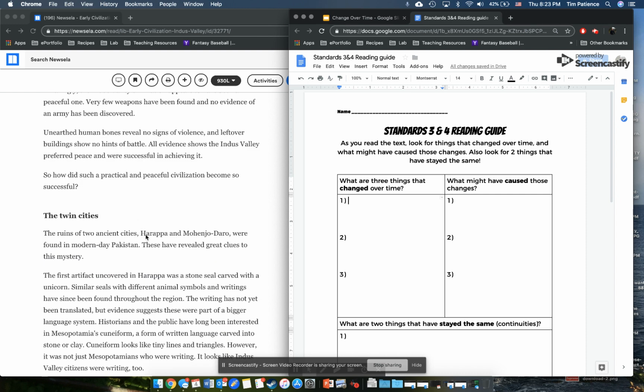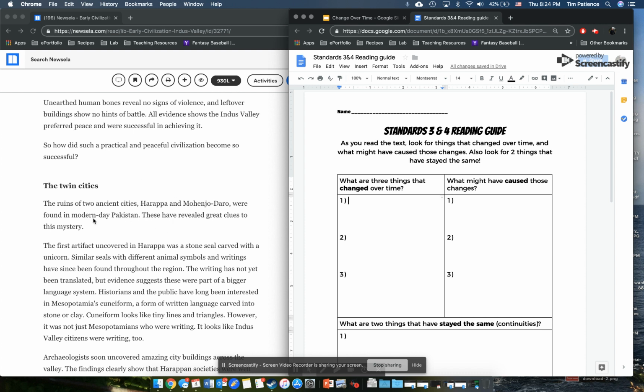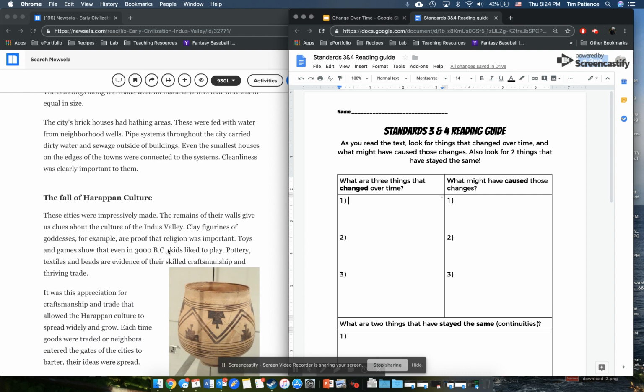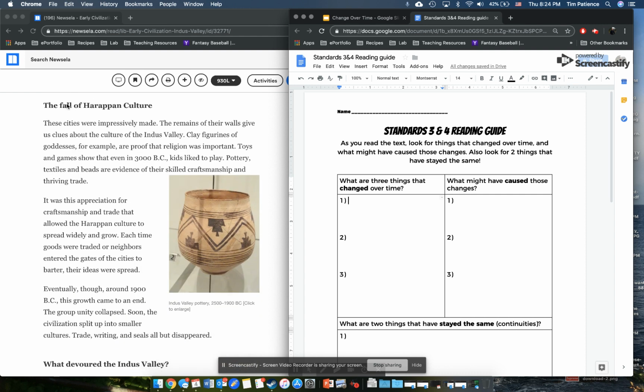But you should know that we're talking about two ancient cities. We are looking at Harappa and Mohenjo-Daro. These are two cities that were found in what is now Pakistan. We're going to look just at a small section of that here. We're going to start in this section that says the fall of Harappan culture. I'm going to read this portion of the text to you, and then we will complete the reading guide.